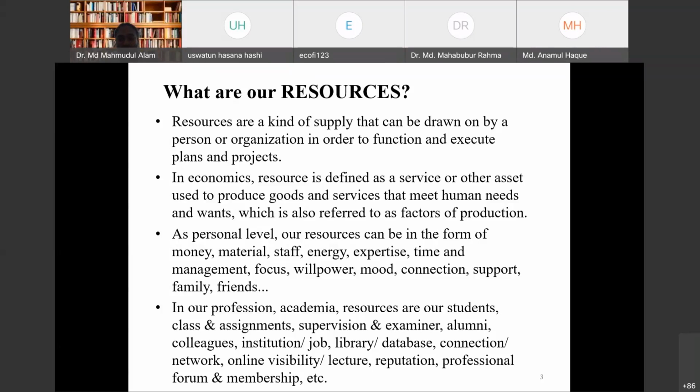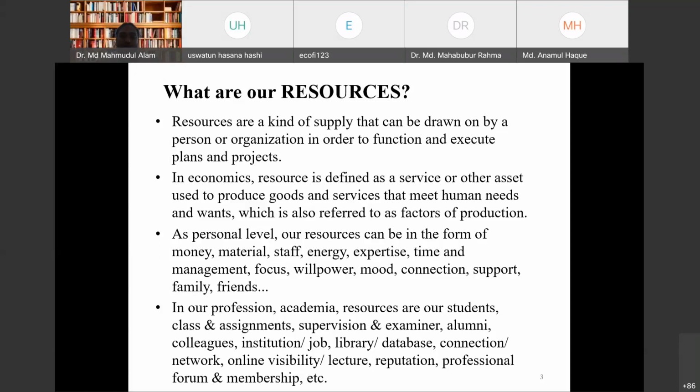And then our institution, our job, or the institution we work for, its reputation is also a big resource. The library, the databases we have, and our connections, our network, our links with our surroundings, with professionals and non-professionals, so everyone, these are resources. Then our online visibility, our recorded courses online, or anything recorded or uploaded online, or publications, these are also good resources. And our reputation is a big resource for our publication. So we'll come later to how we can utilize this in the proper way.